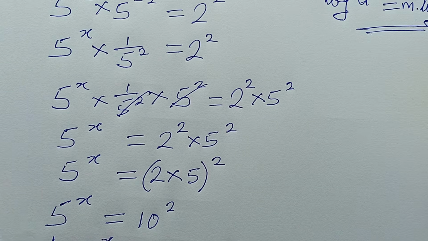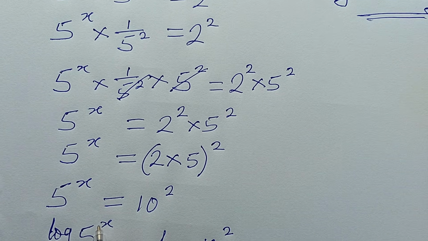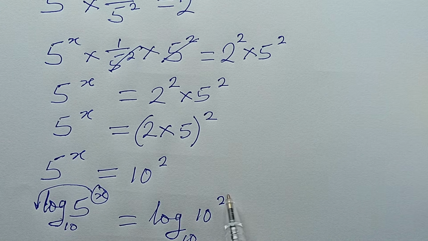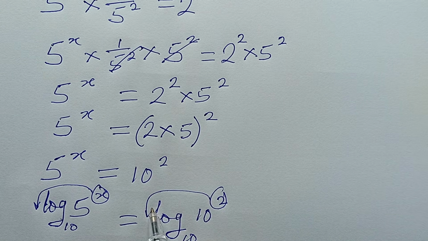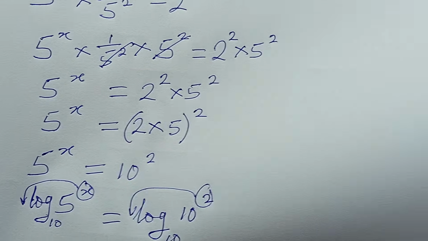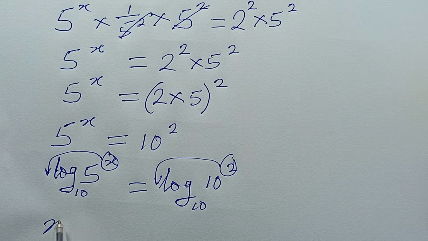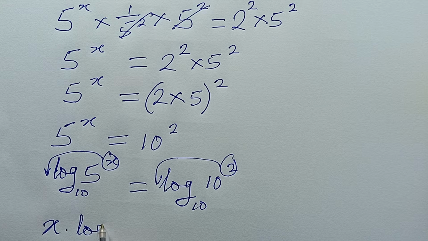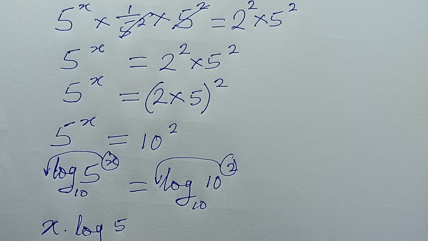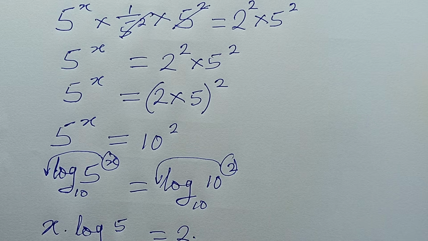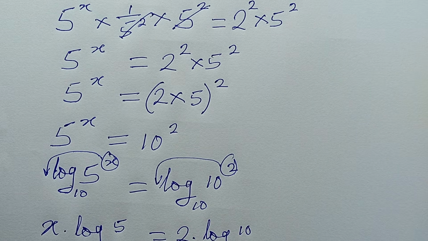Okay, so we take our x that we have here at the power, we take it back, we take these two back here. And so if we do that, then we're going to come up with the expression x times log 5 base 10 equal to 2 times log 10 base 10.